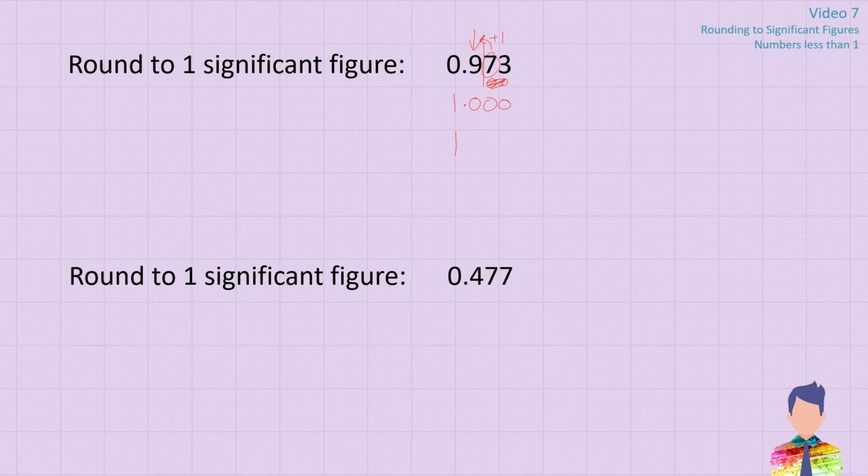Next one, round to one significant figure, 0.47. So the same scenario here. This is our first significant figure. We're looking to chop here. That 7 will add 1 to the next column. So this becomes 0.500. So I'll lose those zeros, again, because they won't change the value of the number because they're on that right-hand side of the decimal. So 0.5. So that is 0.477 rounded to one significant figure.